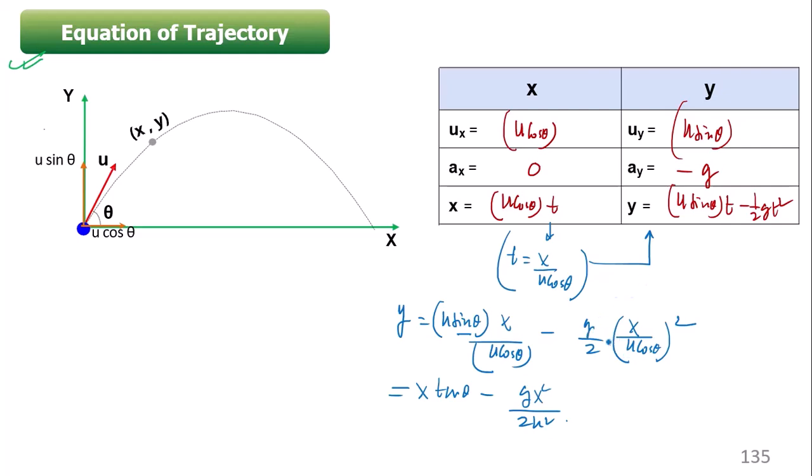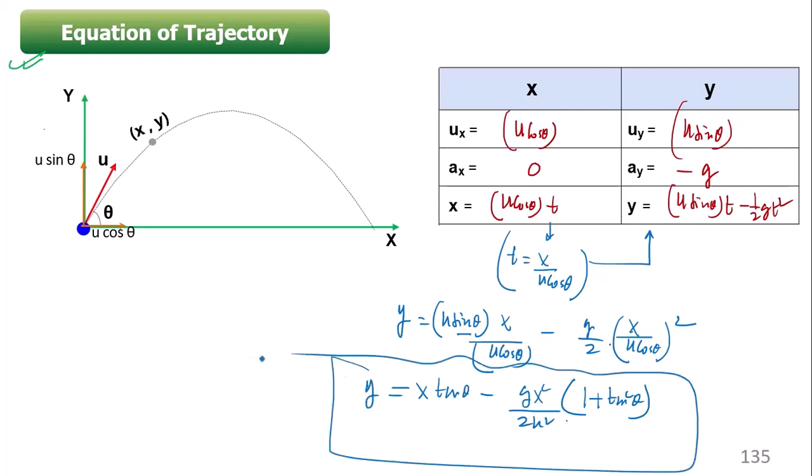1 by cos square means sec square theta, and sec square theta can also be written as 1 plus tan square theta. So this is the final equation, the relation between x and y. This is called the equation of trajectory. So y equals x tan theta minus gx square by 2u square into 1 plus tan square theta. That is the equation of the trajectory.